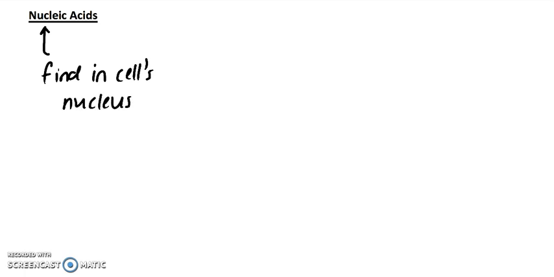Okay, last class of organic molecules are nucleic acids. And what are nucleic acids? Well, we call them nucleic because we can find them in the cell's nucleus. We call them acids because they have some acidic properties. So, properties of an acid.